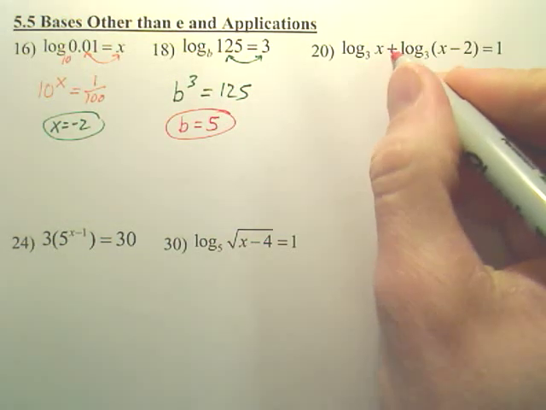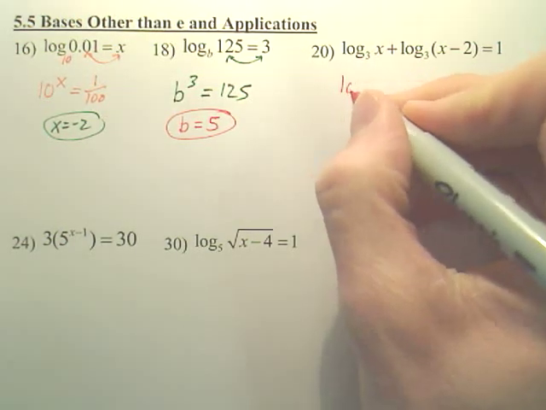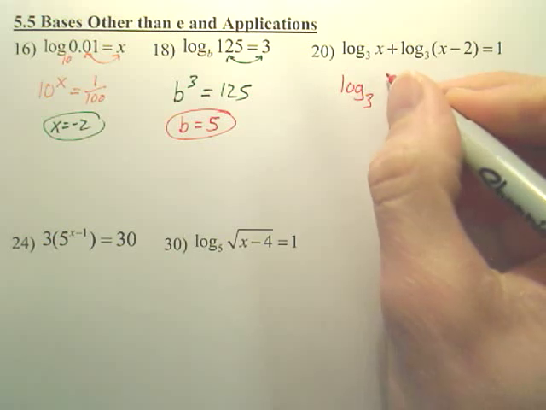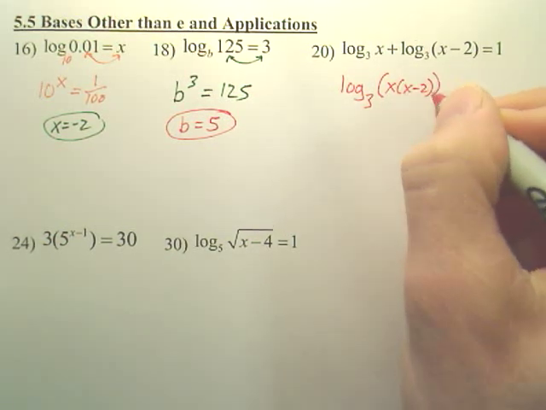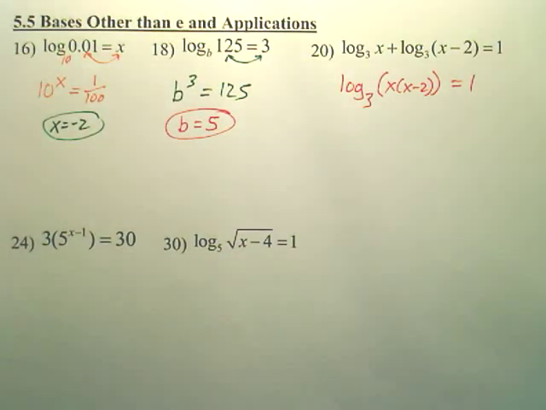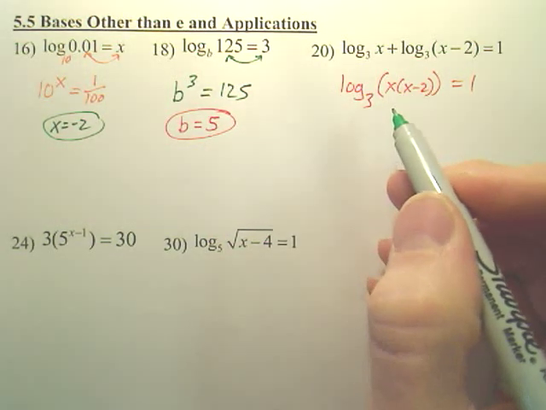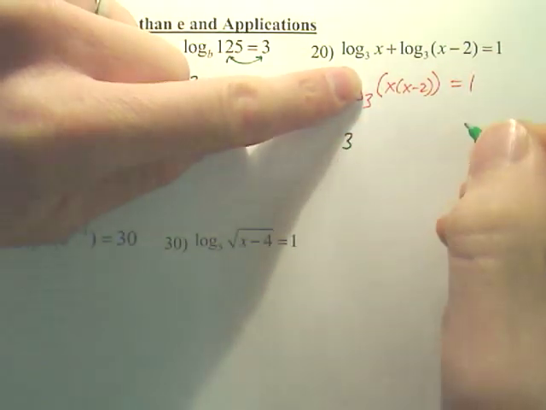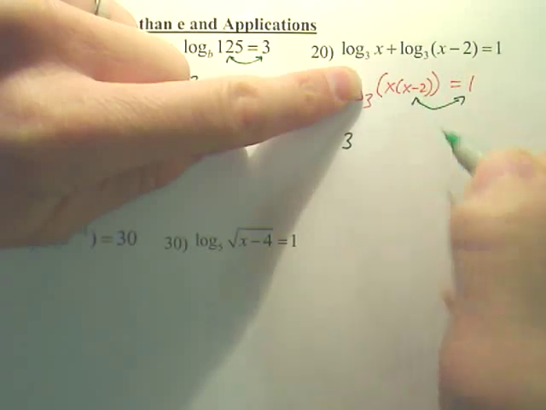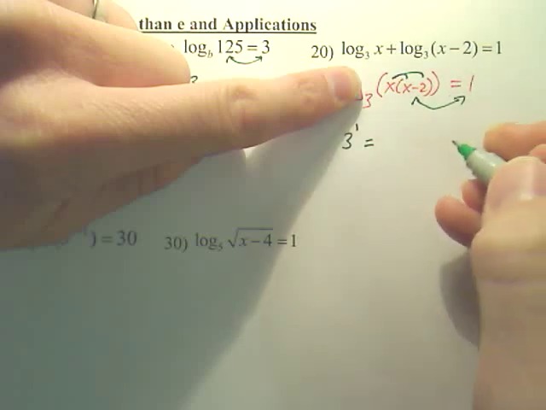This one, you have to understand when you have a plus and they're both the same base, you can condense them, keep the base, and you end up with x times x minus 2. So we can do that. Then, once we condensed it, I want to get rid of the log, because logs aren't very useful when the x is inside. So I drop the log. I now have 3. I switch these two.